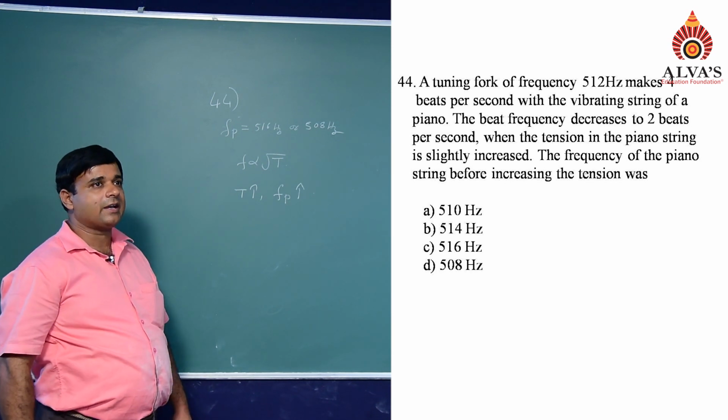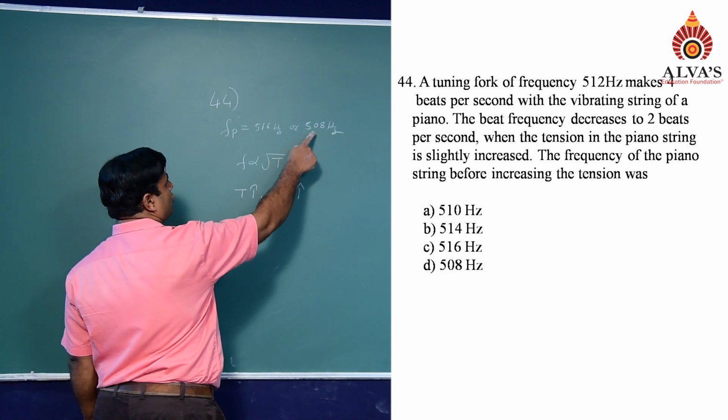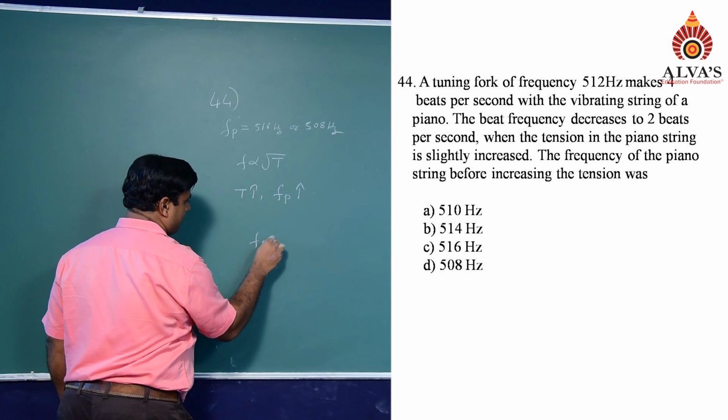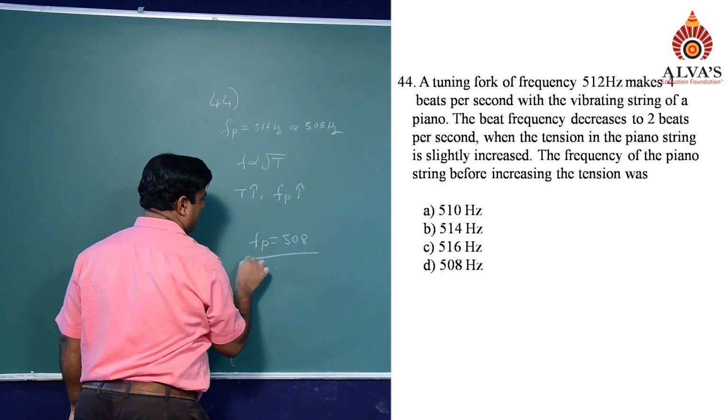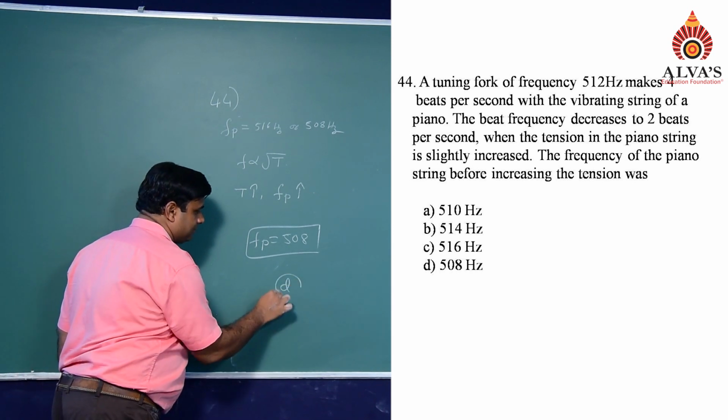Here it is decreasing, therefore the original should be smaller than the tuning fork, which implies the frequency of the piano is 508 Hz. So, the answer is D.